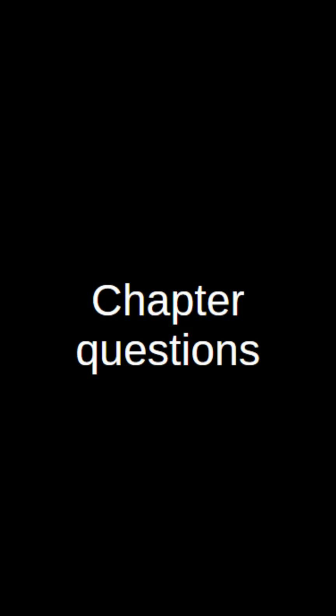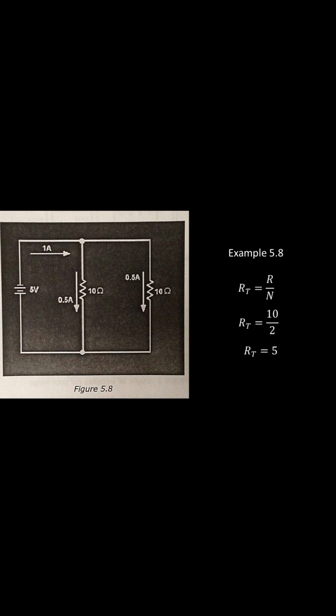Test your knowledge questions. We'll work these out. Number 1, what is the total circuit resistance of 2 10 ohm resistors connected in parallel? And we work that out on the right side. We simply use the formula of 2 equally valued resistors. Remember, it could be more than 2, but in this case there are 2 10 ohm resistors. So resistance total equals R divided by N, so we have 10 ohms divided by 2. Resistance total equals 5 ohms.